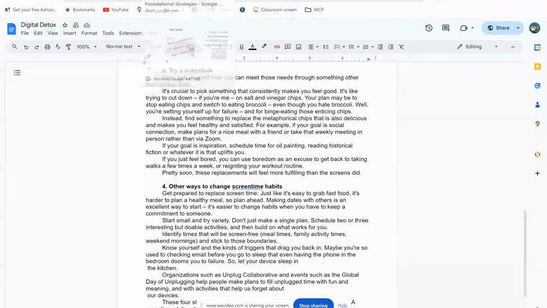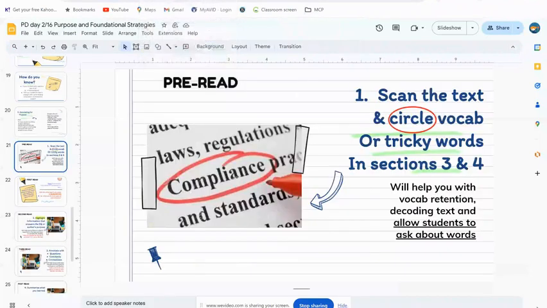And so what you're going to do is a pre-read strategy, so you don't even have to read. And this is really safe to start with students with something really simple that's not asking them to deep read right now. As you're just scanning sections 3 and 4, you're just going to circle words that might be tricky for you or that you think your teacher would put on a test or a quiz. So this one, for example, says compliance. So we're just going to circle that with our pencil.